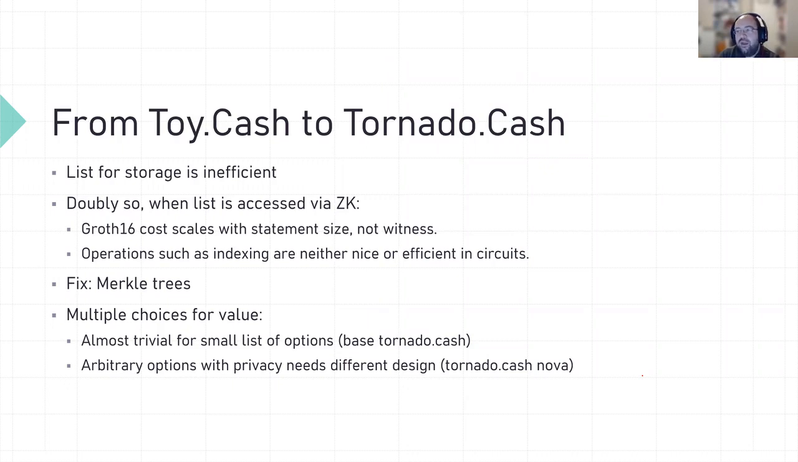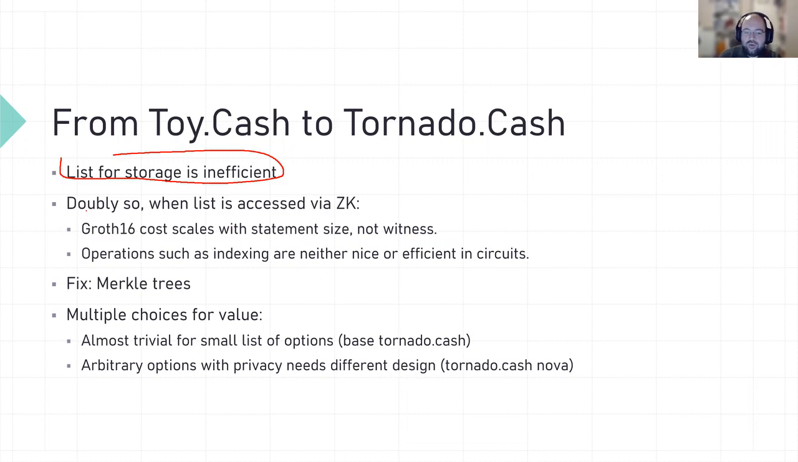So what remains to get this toy cash example from the notes into actual, quote unquote, production level Tornado Cash? Well, using the list for storage is hugely inefficient. And accessing the list is extremely inefficient with Groth16. The reason is that in terms of verification time, adding to the witness in Groth16 is free. Adding to the statement is not. And the public data, which is the list, is part of the statement.